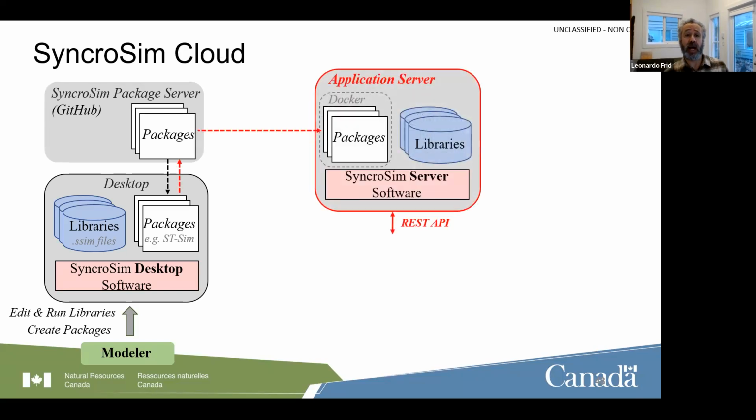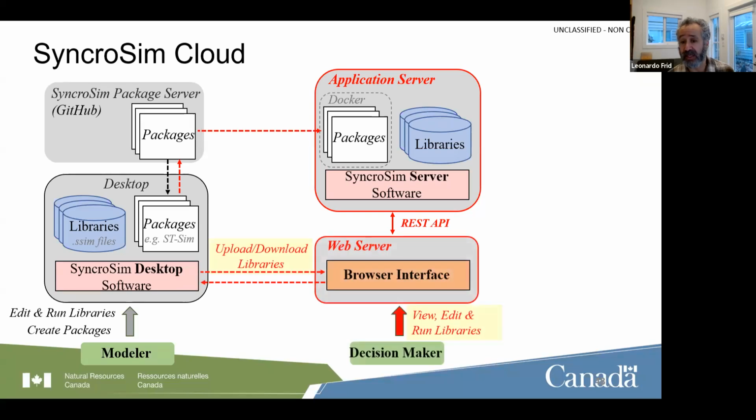Next. But we also have a version of SynchroSim that runs on a server, so a server version of the software that can be set up on an application server online. You can have SynchroSim data sets, libraries, and obtain different packages for running different models, such as Burn-P3+ on that server. Next slide. And then connected to that server, we've created a web interface, so you can interact with SynchroSim on the cloud via a browser.